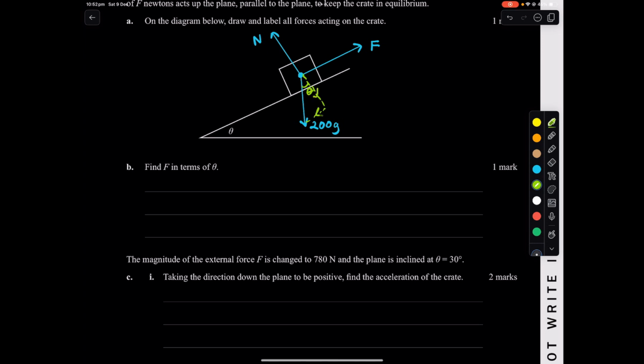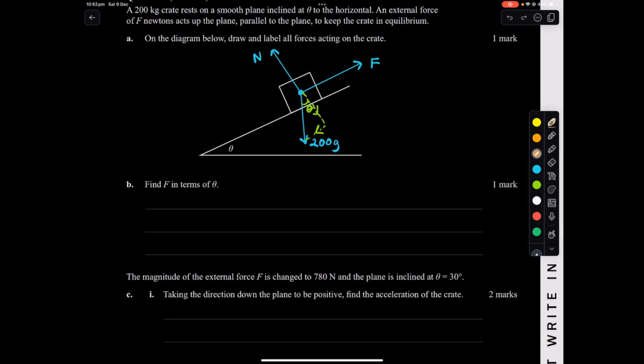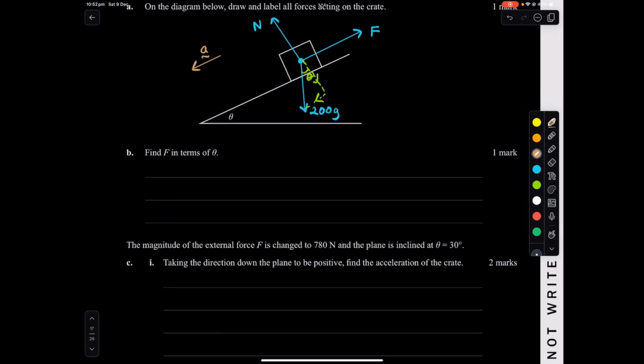Hence this over here is going to be a vector on the left. So let's say it's accelerating down. Using force equals mass times acceleration, what is the net force? Because we're taking down as positive, because acceleration is positive, we're going to have 200 g sine theta. Remember, this vector over here is 200 g sine theta. And we're going to minus F. And that's equal to your mass times your acceleration.